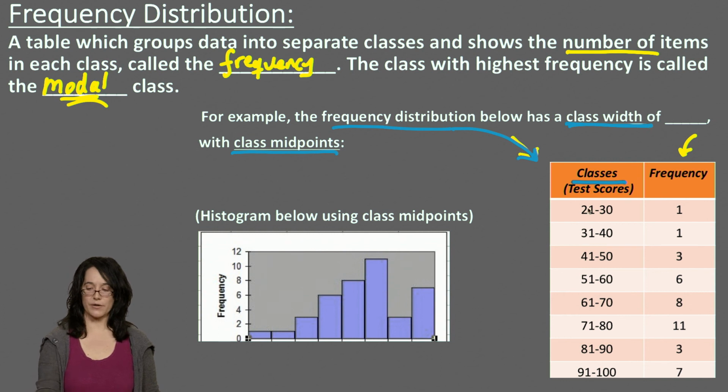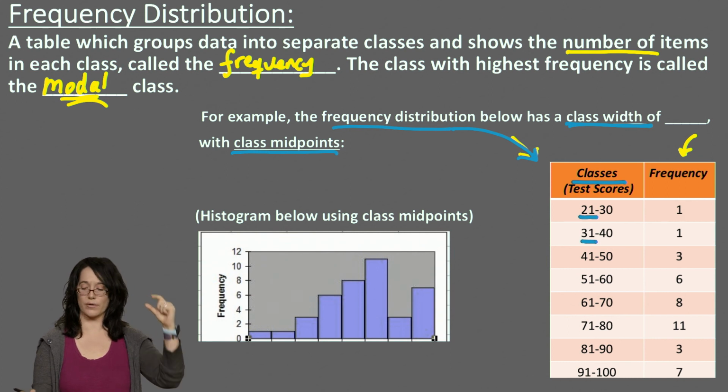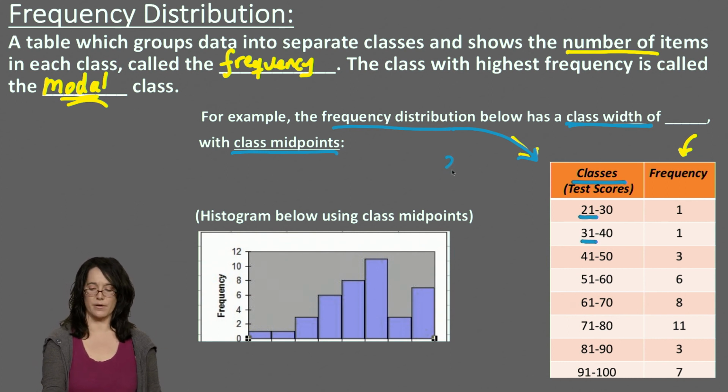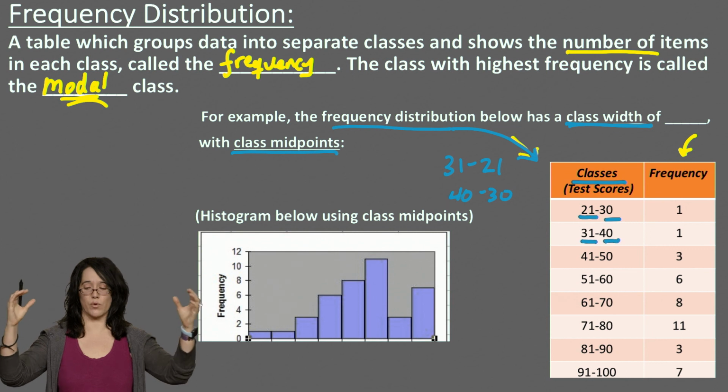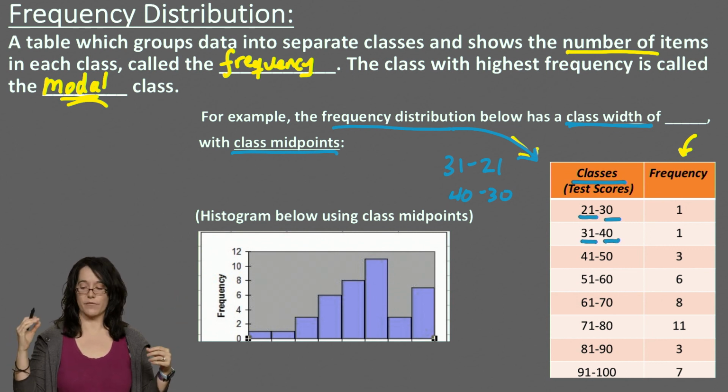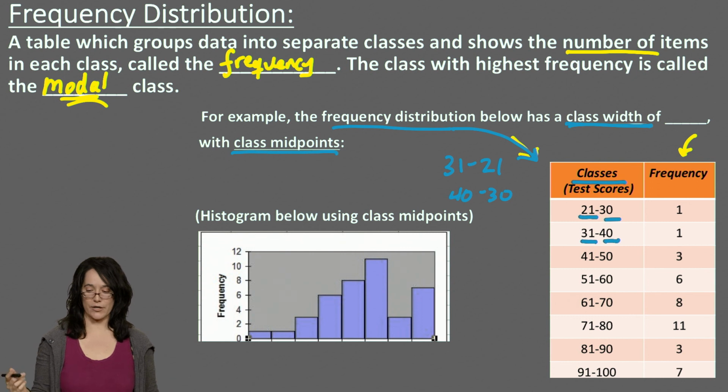The class width here can be found by simply subtracting two consecutive classes, either the lower limits, like 31 minus 21, or the upper limits, like 40 minus 30. Either way, if I subtract the two lower limits of consecutive classes, so that means one after another, or the two upper limits of consecutive classes, 40 minus 30, what are we getting here? That's right, we would be getting 10.